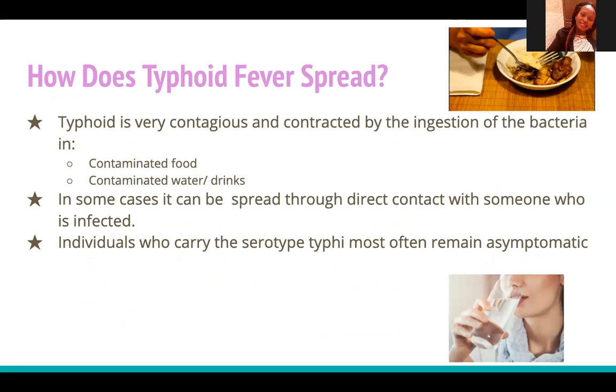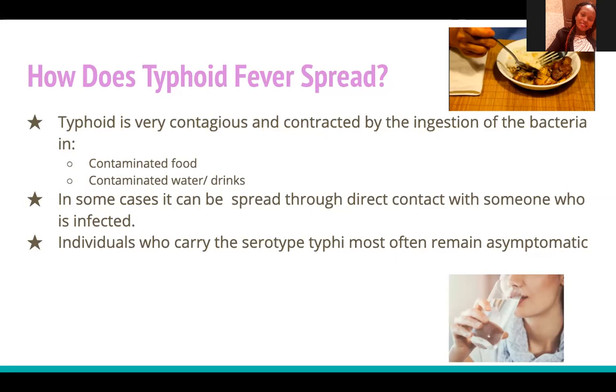Okay, so how does typhoid really spread? It's very contagious and can be contracted by ingestion of the bacteria in contaminated food and contaminated water and drinks. Also, in some cases, it can be spread through direct contact with someone who is infected. I guess also when somebody doesn't wash their hands, that could increase the chances of the disease being spread.